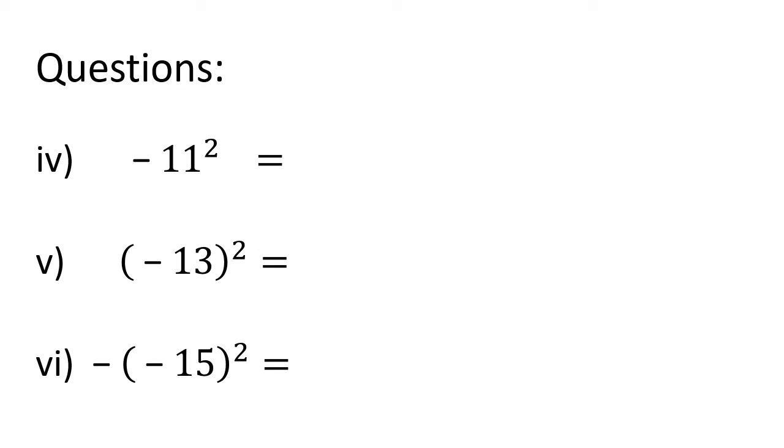Let's look at 3 more questions. The fourth question is negative 11 squared. Again, the square only affects 11, so we need to calculate 11 squared first. Do you remember what 11 squared is? 11 squared is equal to 121. The negative sign just stays the same. So negative 11 squared is equal to negative 11 times 11. Now there is only one negative sign, so the answer will have the sign negative, and the amount is 11 times 11, which is 121. So the answer is negative 121.